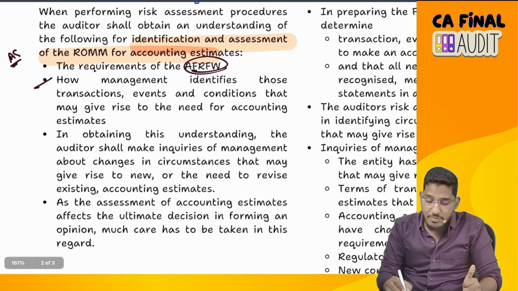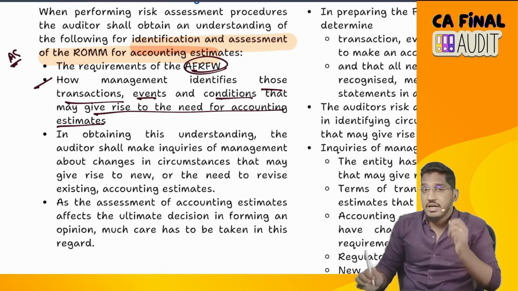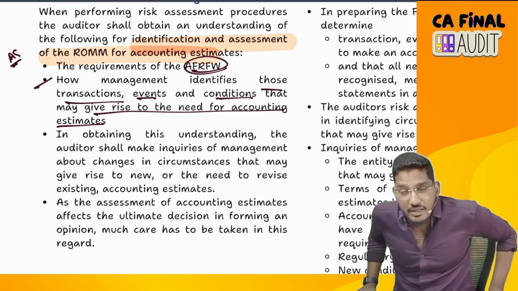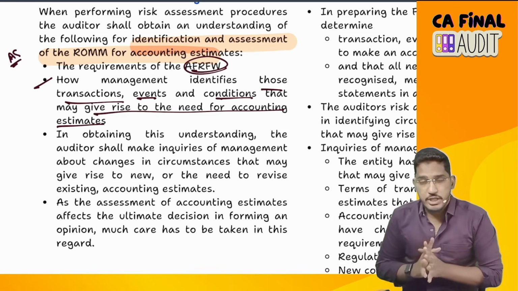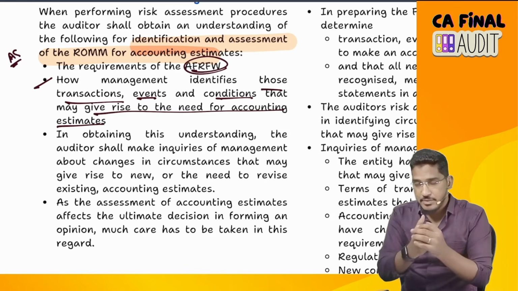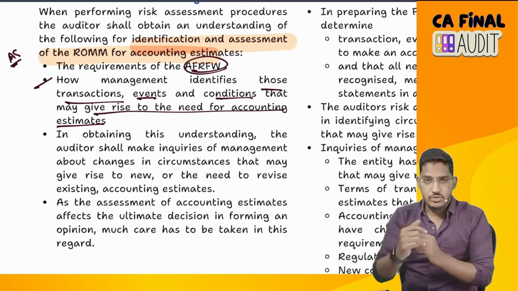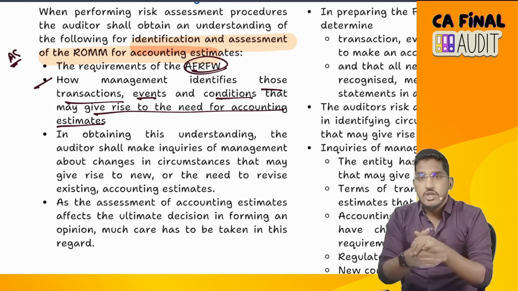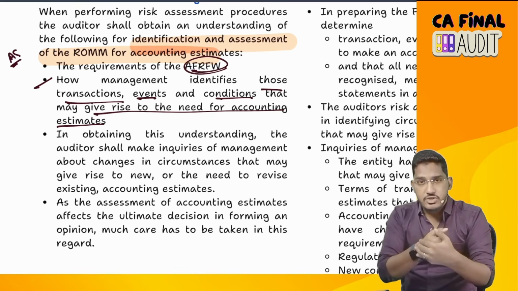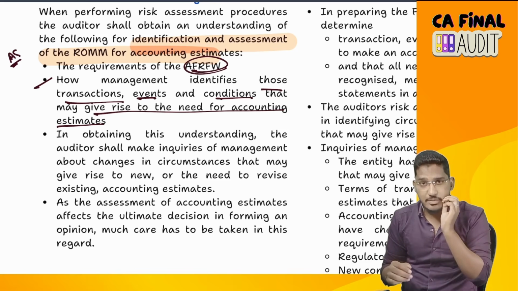Then you need to understand how management identifies those transactions, events and conditions that may give rise to the need for an accounting estimate. So you should go and inquire of the management, sir, you have the responsibility. Why? Because before the auditor, management has the responsibility to make accounting estimates. So go and ask the management directly, sir, what process and methods you follow to identify all those transactions, events and circumstances which require accounting estimates?